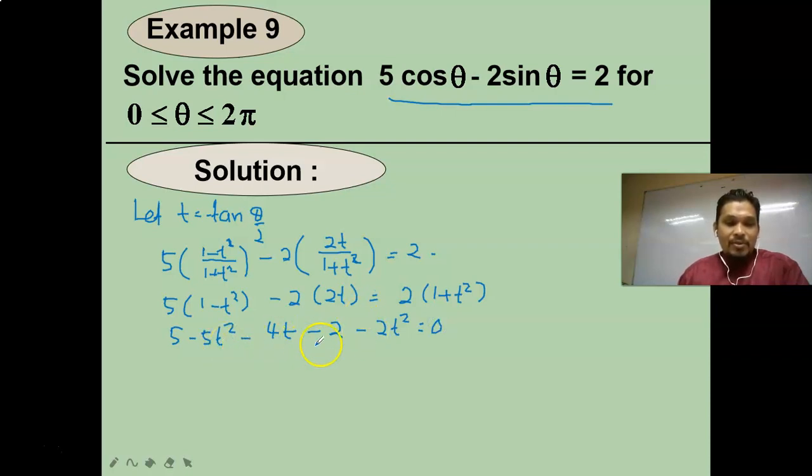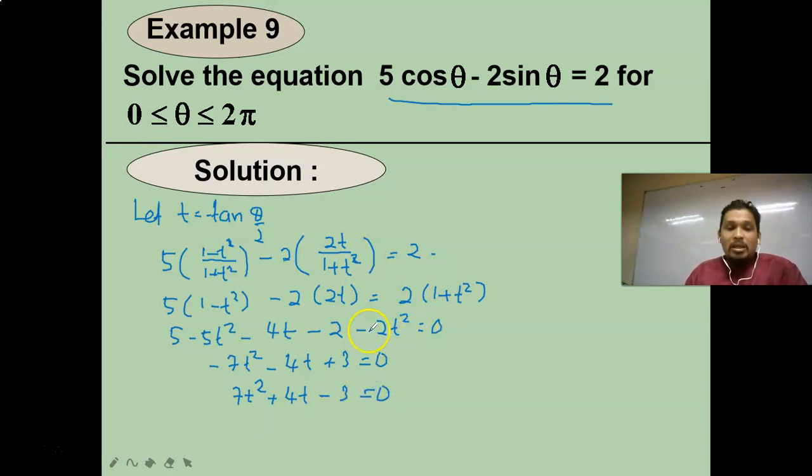So negative 5t squared minus 2t squared is negative 7t squared minus 4t, and 5 minus 2 equals 3, equals 0. So multiply all this by negative, then you get a positive value: 7t squared plus 4t minus 3 equals 0. Okay, it's the same if we bring all this to the other side, then we'll get all positive. Same thing.